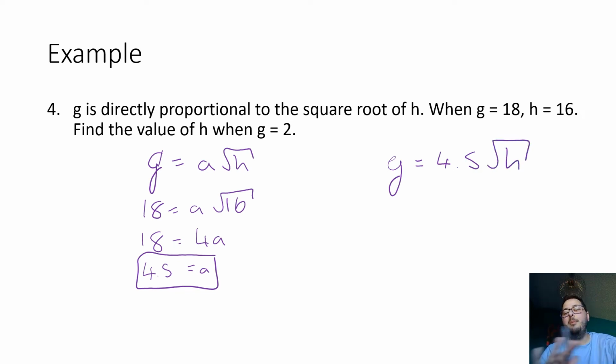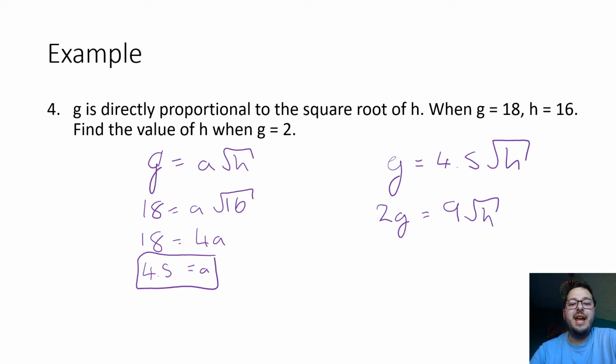Now then, this is a little bit messy because we've got a decimal. So what we're going to do is times both sides by 2 so that we get some nicer numbers. So on the left, instead of g, we'll get 2g. And on the right, instead of 4.5 root h, we'll get 9 root h. And that's just going to make life a little bit easier for us in a second.